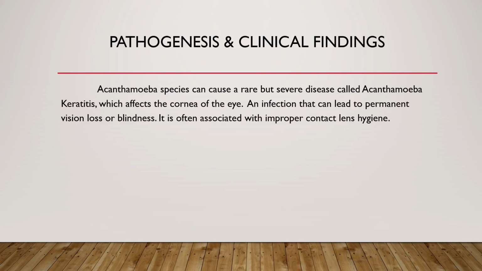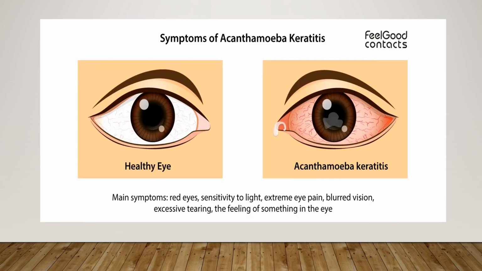So, Acanthamoeba species can cause a rare but severe disease called Acanthamoeba keratitis, which affects the cornea of the eye. It is an infection that can lead to permanent vision loss or blindness. It is often associated with improper contact lens hygiene. So this is the difference between a healthy eye versus someone who has Acanthamoeba keratitis.